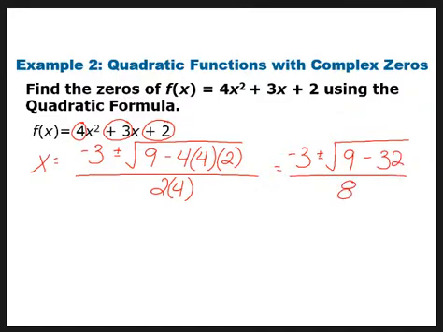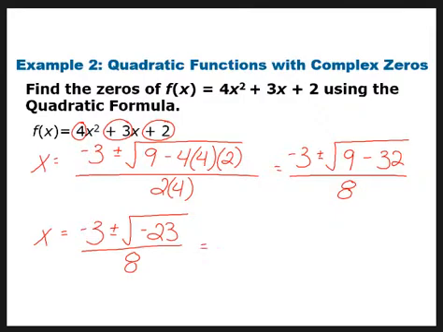Now you can already see inside the square root what's going to end up happening. I'm going to end up getting a negative number. So 9 minus 32 is going to be negative 23, and I have my 8 on the bottom. Now if we have the negative, remember from the last lesson, we have to write an i out front of my square root. And remember, the i represents the square root of negative 1.